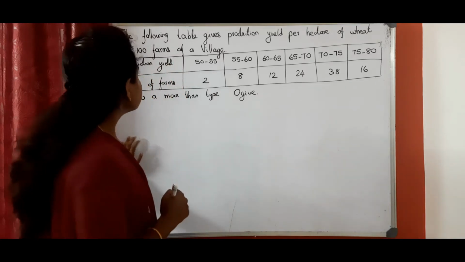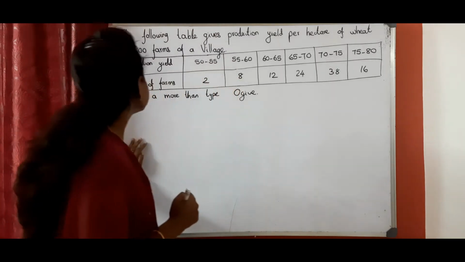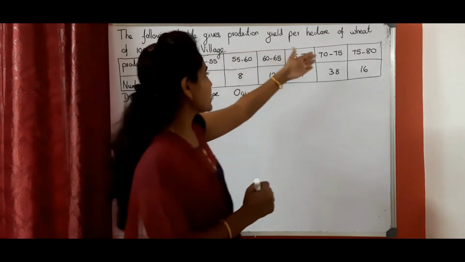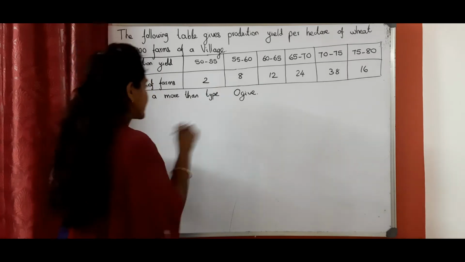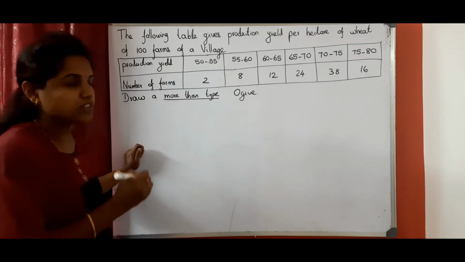Let's see the problem. The following table gives the production yield per hectare of wheat of 100 farms of a village. The production yield in class intervals and the number of farms are given. So we should draw a more than type value graph, right?